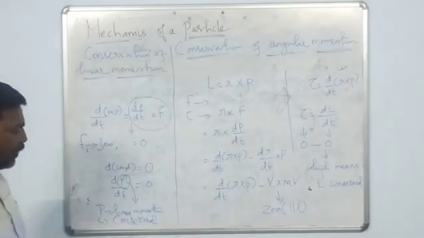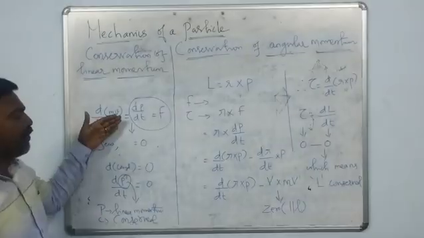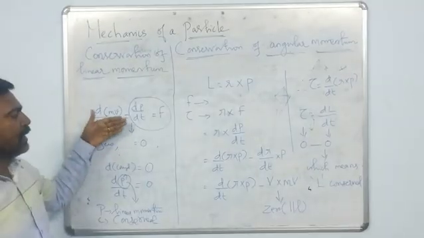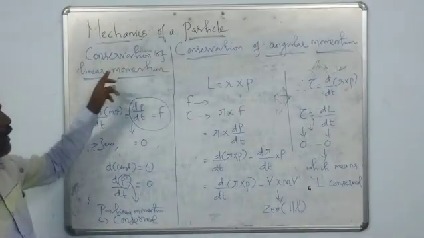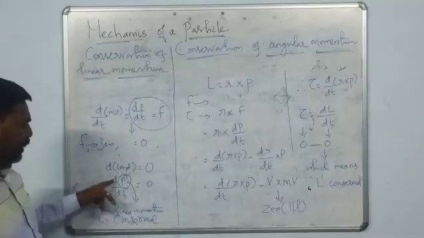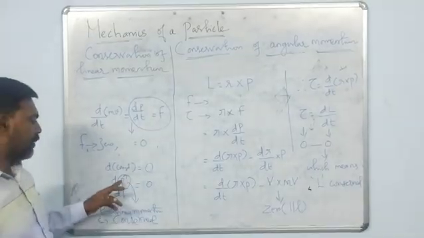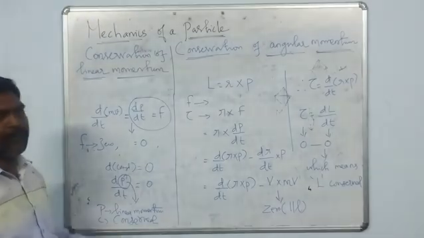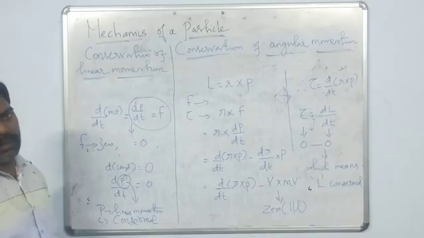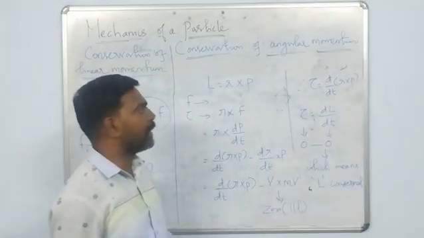So now we conclude that we can conserve the linear momentum from Newton's second law of mechanics. Conservation of linear momentum: dp by dt equals 0, which means P becomes constant, so we can conserve the linear momentum. Next, the second one, conservation of angular momentum.